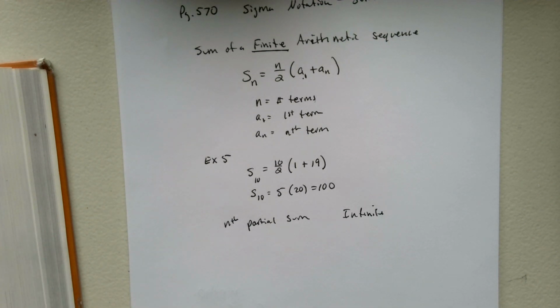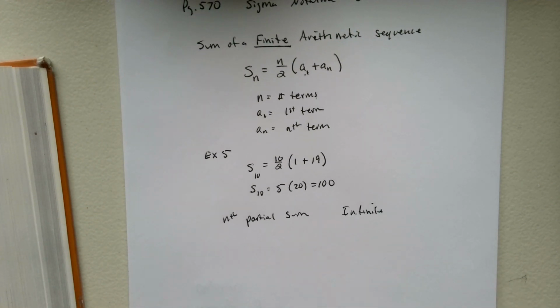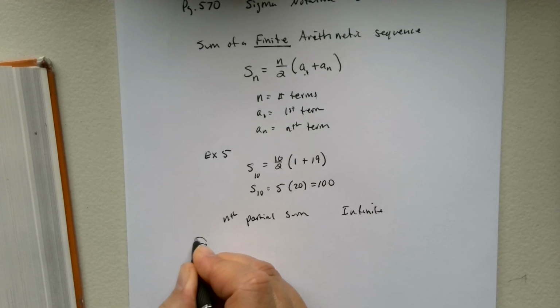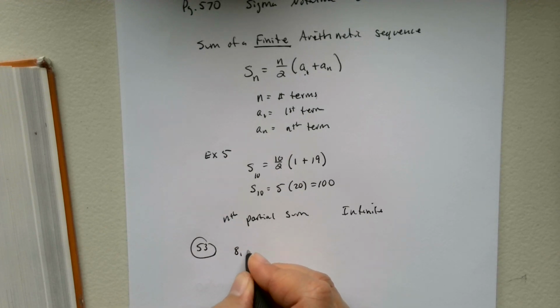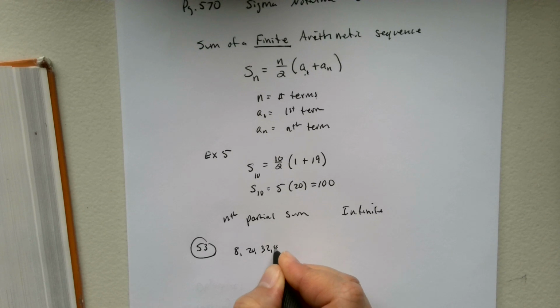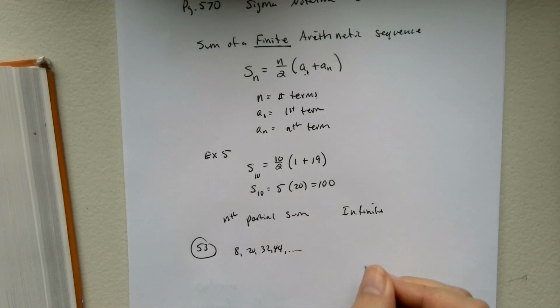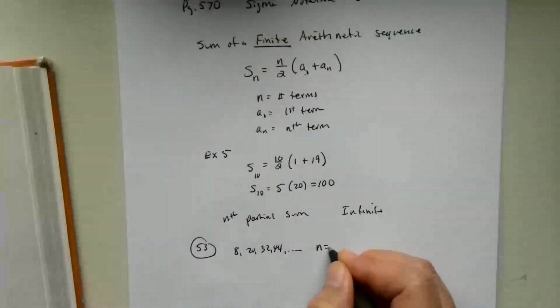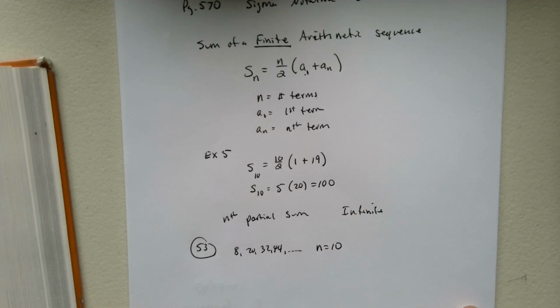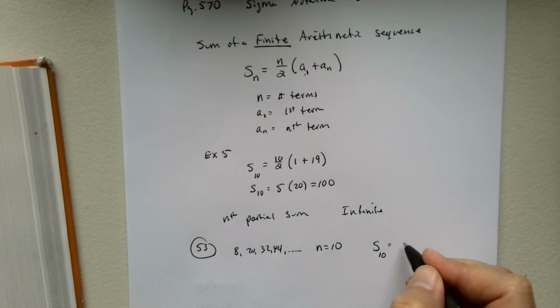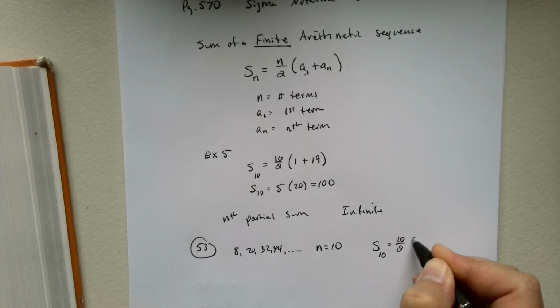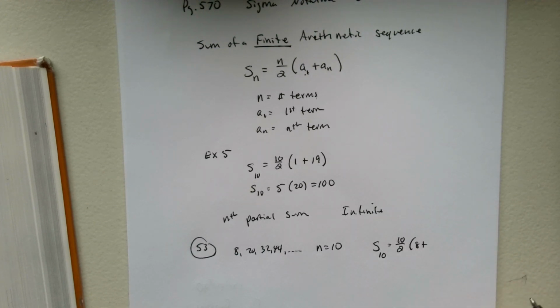If we look at number 53, we have 8, 20, 32, 44, and so forth, and we have n equals 10. Find the indicated nth partial sum of the arithmetic sequence. So they want the sum of 10 terms. And so we're going to have 10 divided by 2. Our first term is 8.